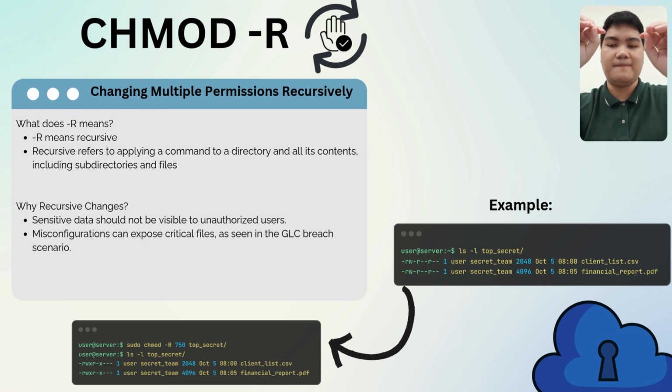This is insecure. So we can use sudo chmod -R 750, and when we run the first command again, we can see that it says rwx, r-x, and nothing for others. This is more secure than the default permissions that are set when we create the file.